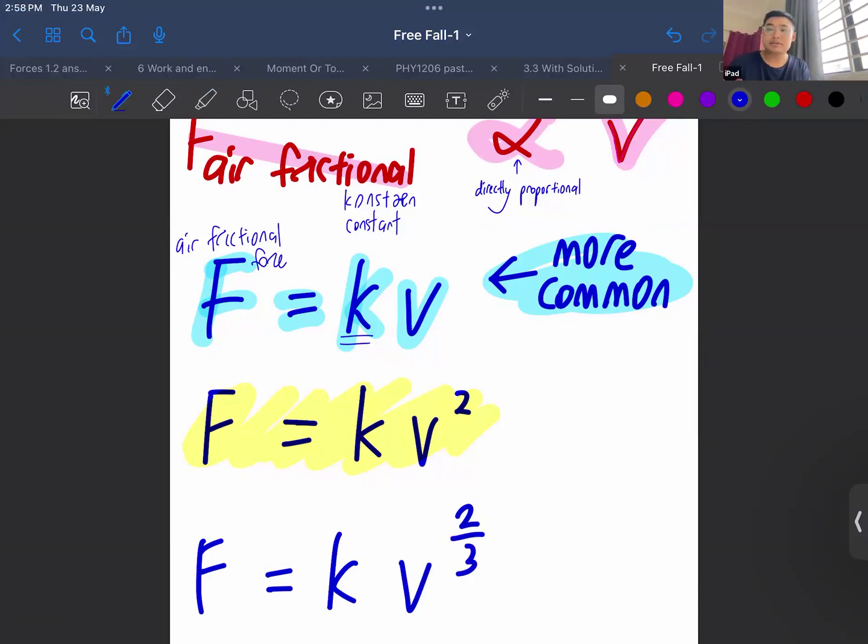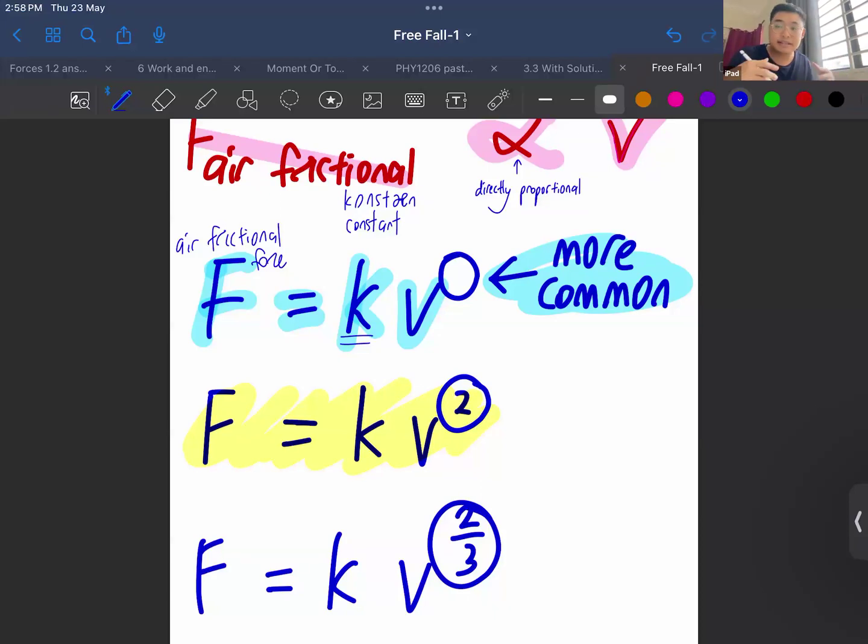Maybe now you are trying to question me, like, how did you know which power is correct, by the way? The answer is I also don't know. Because air frictional force depends on your surroundings. It depends on what kind of air molecules you have. It depends on the humidity of the air. It depends on the shape of the object. Because different shapes will have different air resistance, right?